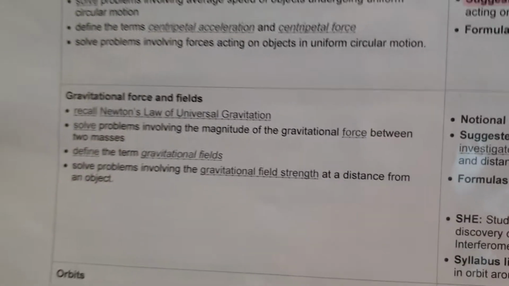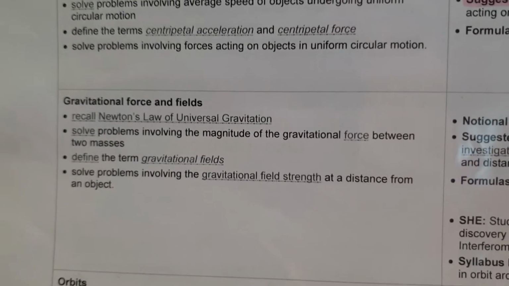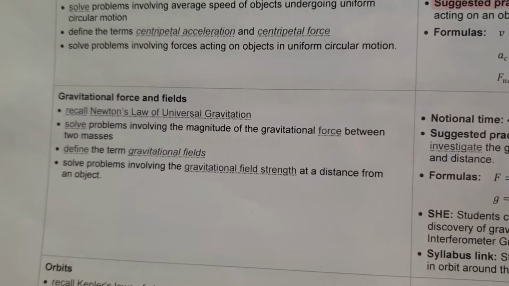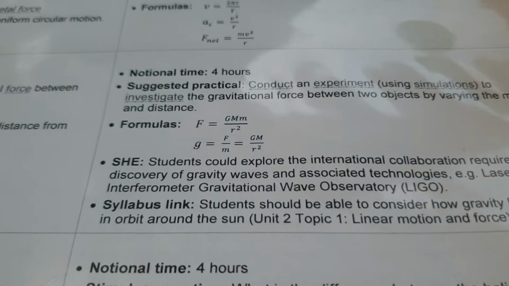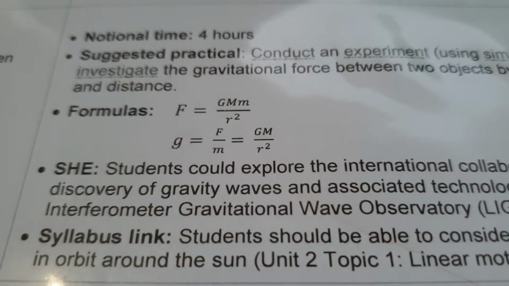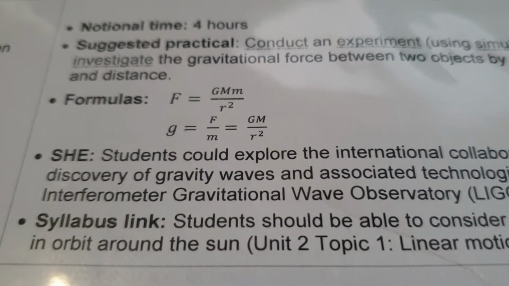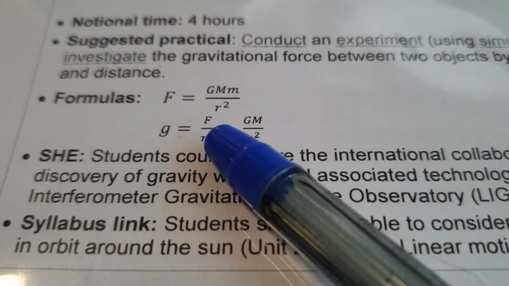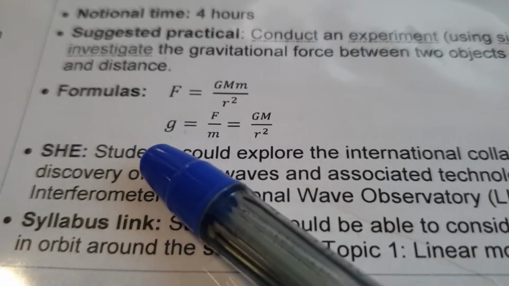Righto. Recall Newton's law of universal gravitation. Solve problems. Define the terms. Solve problems involving gravitational field strength at a distance from an object. All good. And there's our formulas that we need to know. Nothing too difficult or special about those. Where we've used F equals ma, this would be F equals mg, g being the acceleration due to gravity. All right, let's have a quick look.